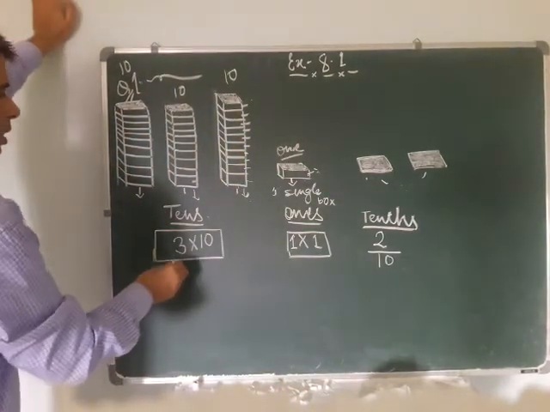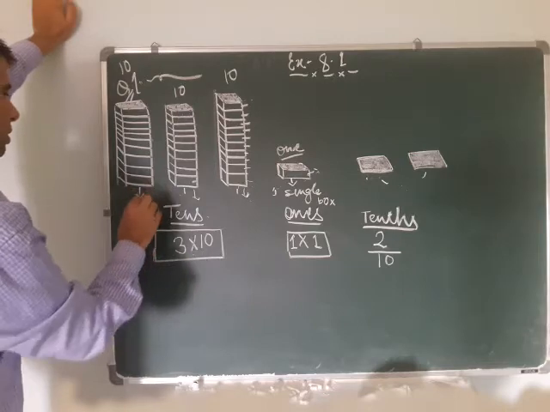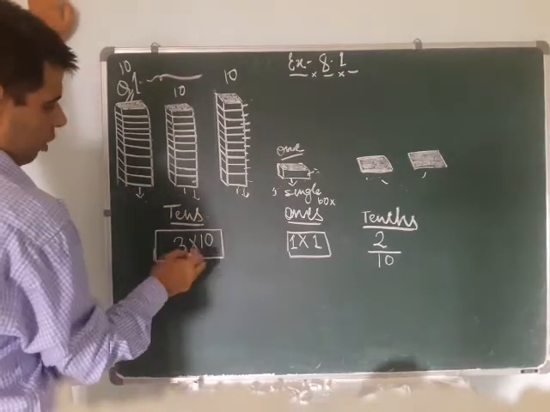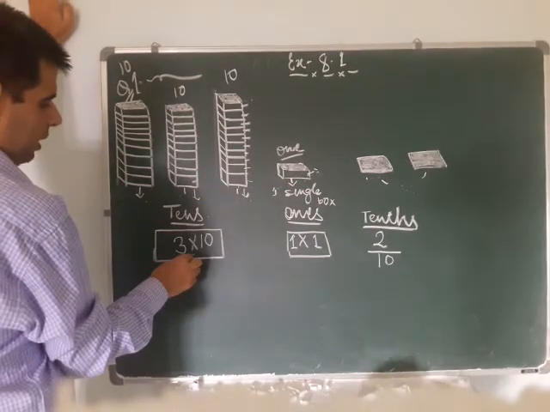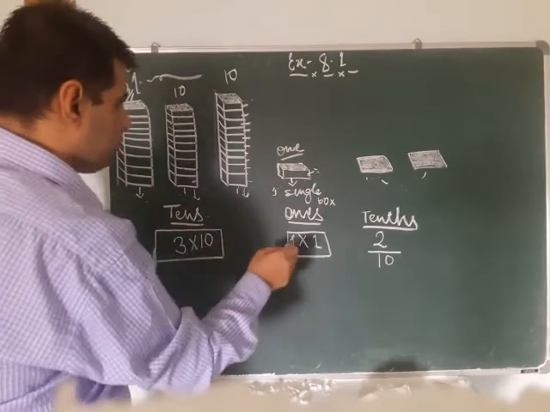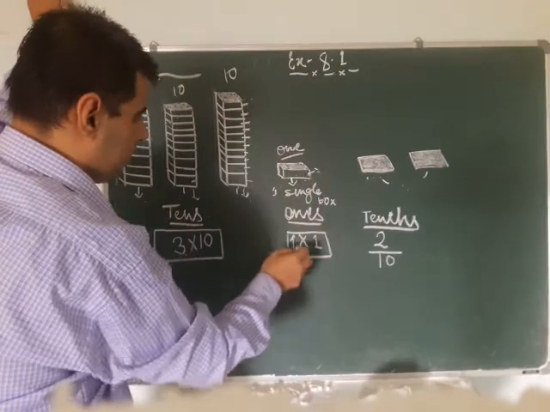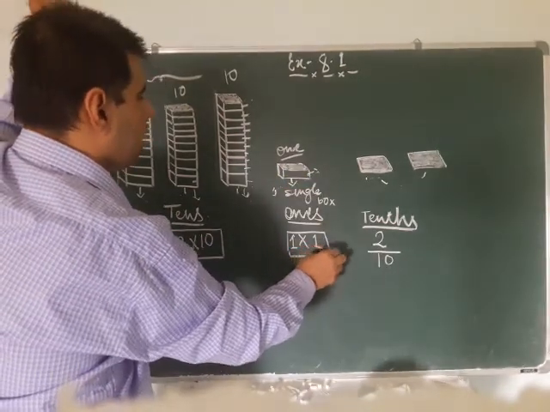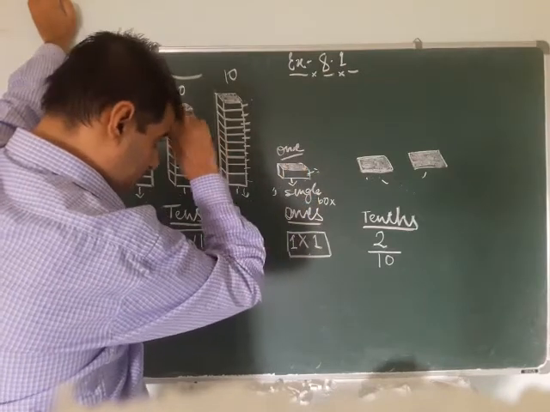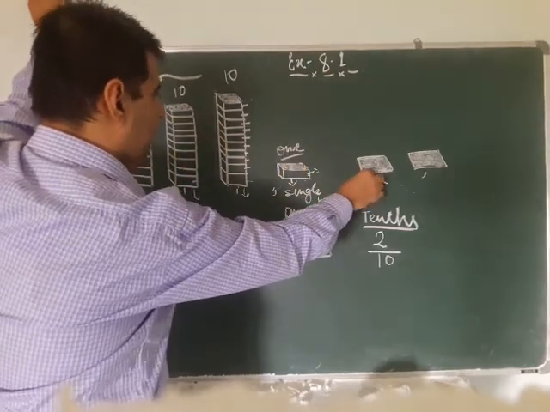So student, the numeral value of this three set of boxes will be 3 into 10, because in each set there are 10 boxes, so we have written it in the form of 3 into 10. Now in this case there is only one single box, so we have written it in the form of 1 into 1, and this one single box is made up of 10 entity of this kind.